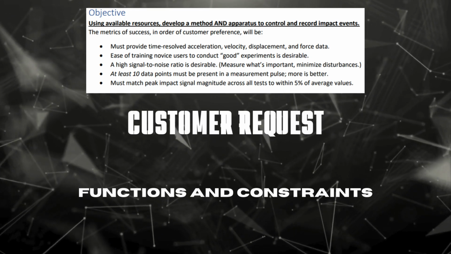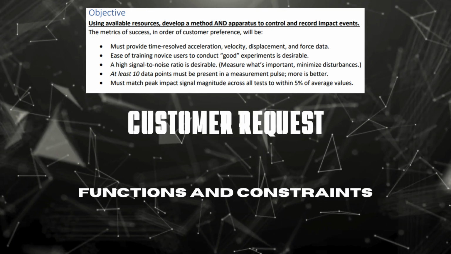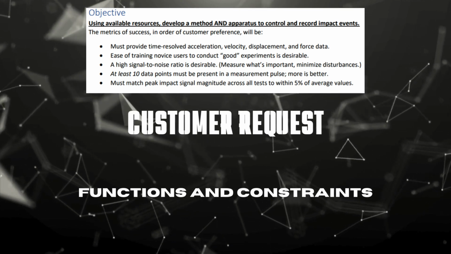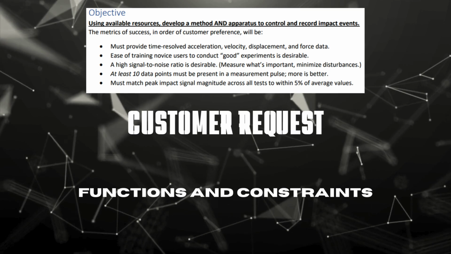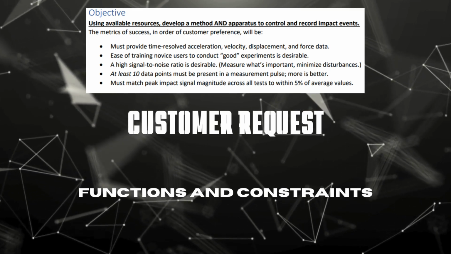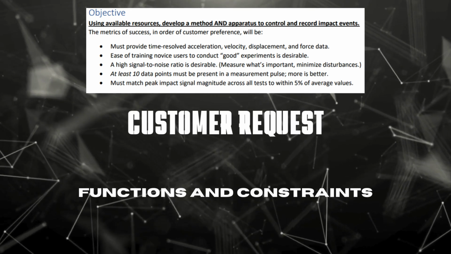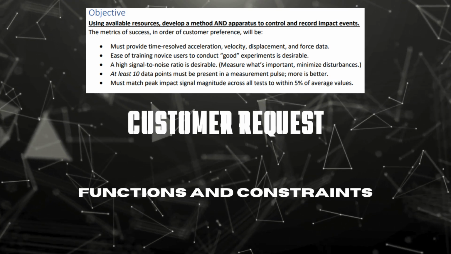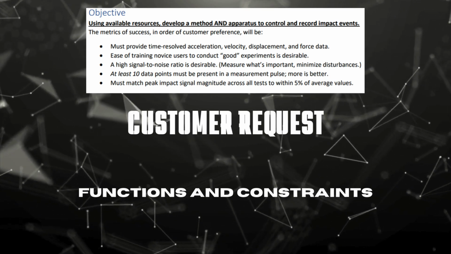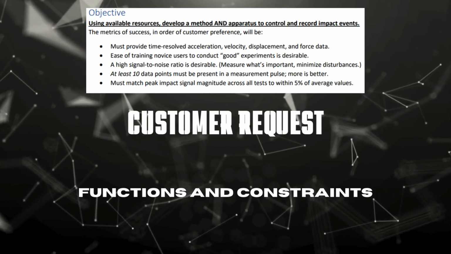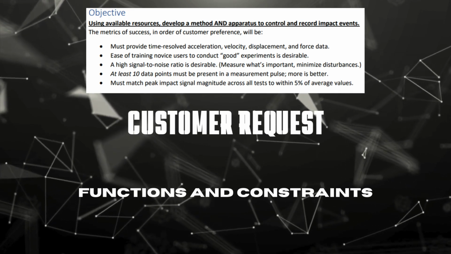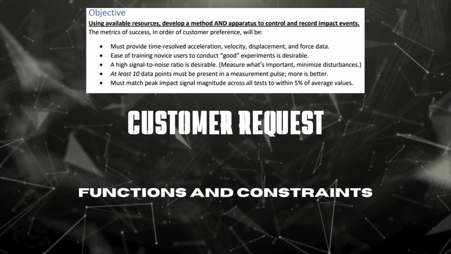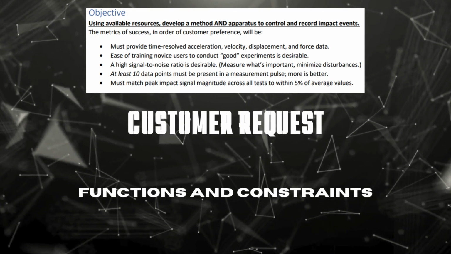A high signal to noise ratio, so we need to measure what's important and minimize any possible disturbances that could skew the data. It must have at least 10 data points and one measurement pulse, but the more the better, to ensure good, accurate data with high quality results and no outliers. And it must match peak signal impact magnitudes across all tests to within 5% of average values. And this is important for the consistency of the experiment because it shows that it is repeatable and gives similar results for all different types of tests.